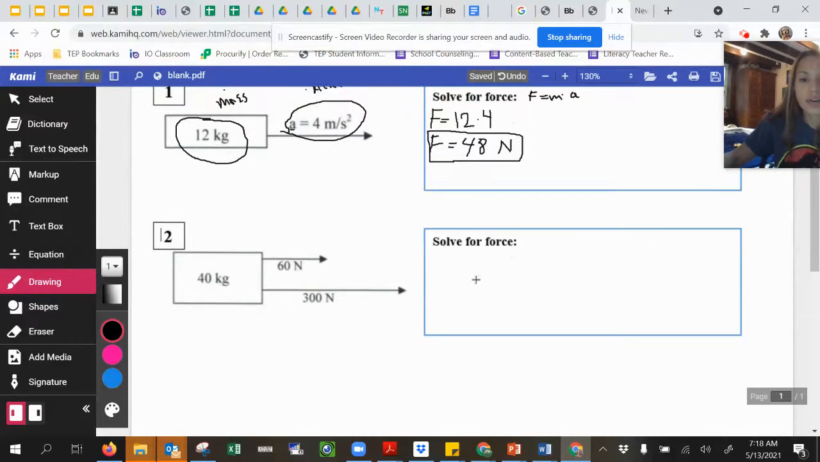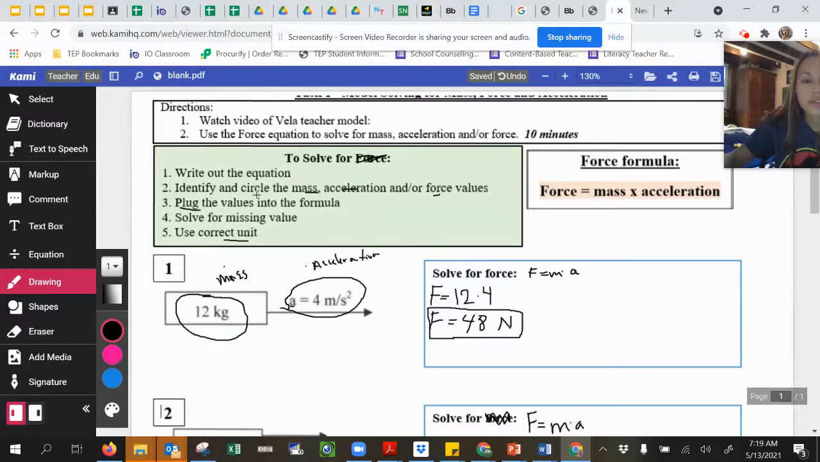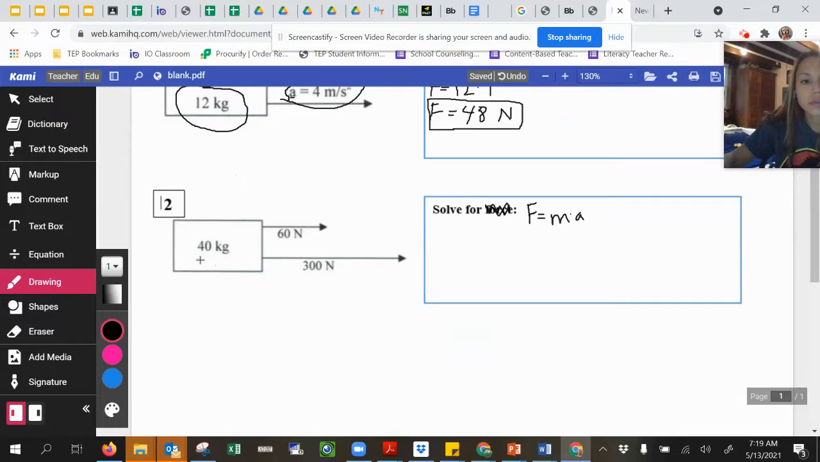You still have this free body diagram. Here I'll correct this because you are not solving for force. You're just going to solve for whichever is missing. Now, the first thing we're going to do, as in the steps, is write out the force equation. The more you write it, the more you know it. The second thing that we do is identify and circle the mass, acceleration, and force values. We know that this 40 kilograms is the mass because it says kilograms, mass of a block. And we have 2 things here, 60 newtons and 300 newtons. Are those the force, acceleration, or the mass? Yep, these both are the force.